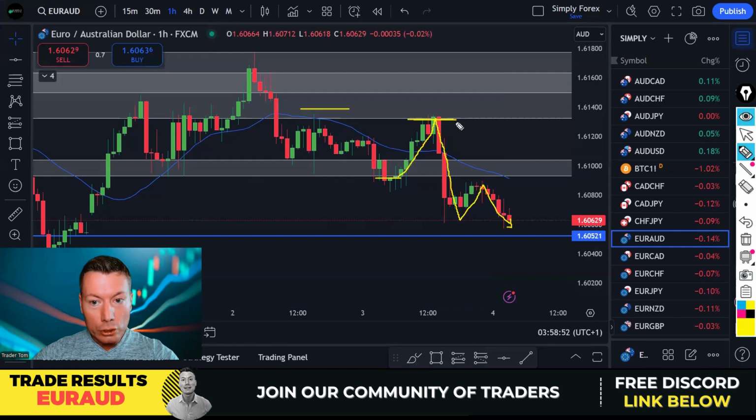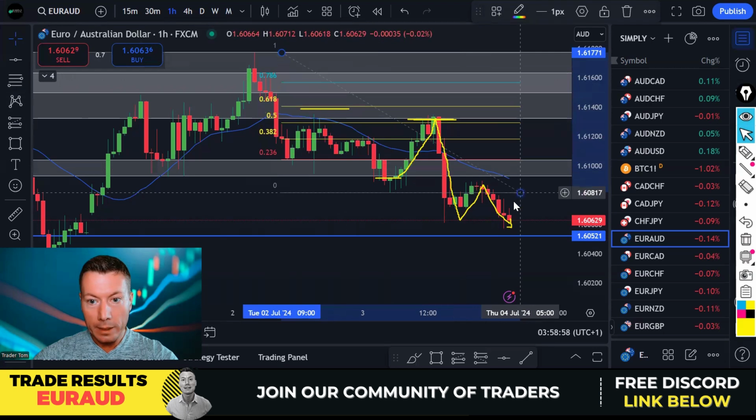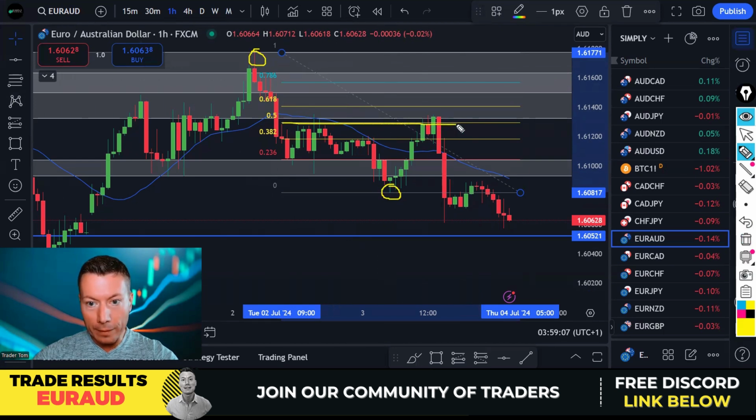And why is this such a good level? Let me just show you the fib, right? If we draw the fib from the high to the low, when you draw a fib, guys, you do it from the high to the low, right? And at this 0.5 fib level, we know it's a good area for sells as well. So that supported this area as well for a good sell. So there you go, guys. That was Euro Aussie dollar. Good trade.